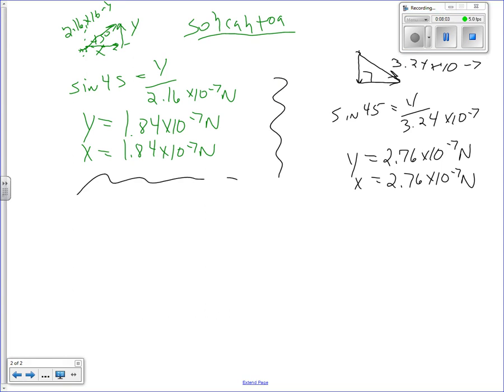Now, we need to combine all these together. Now let me show you the picture of what we have going on. So we've started off, and this hasn't changed. We got our 6.48 times 10 to the negative 7th, like that. We have our black component, not quite as big, 2.76 times 10 to the negative 7th in that direction.